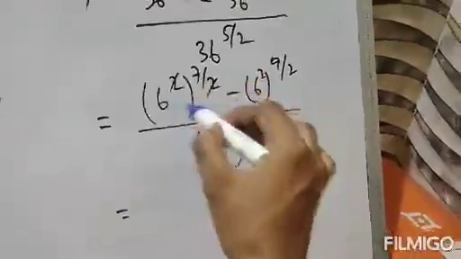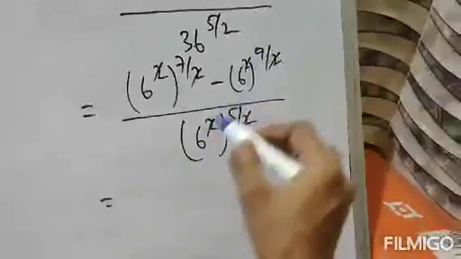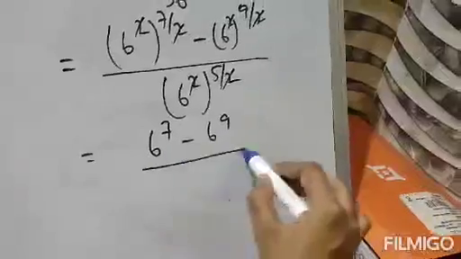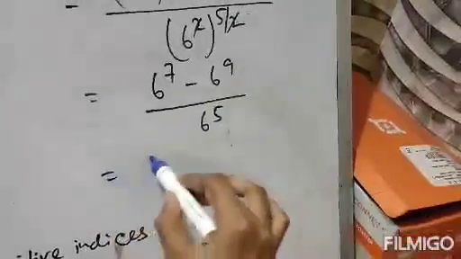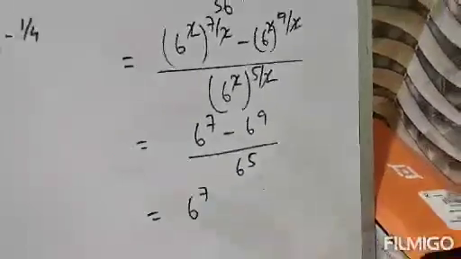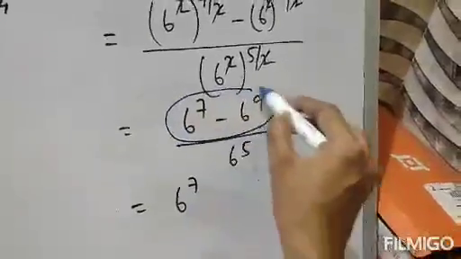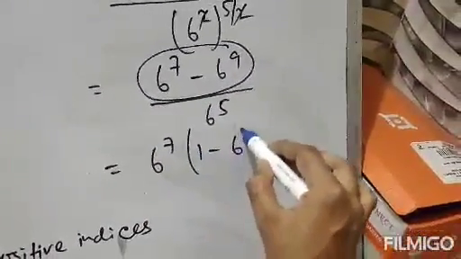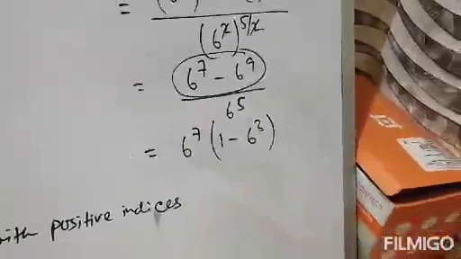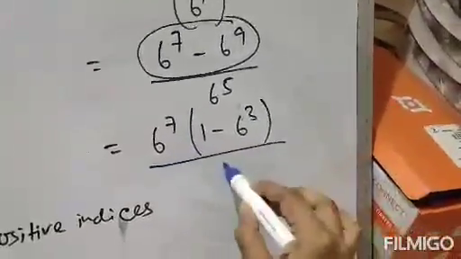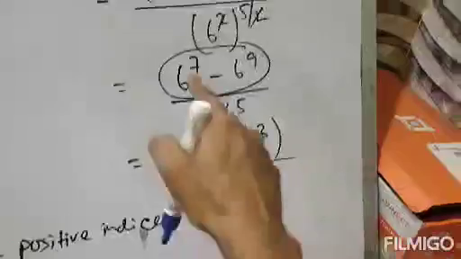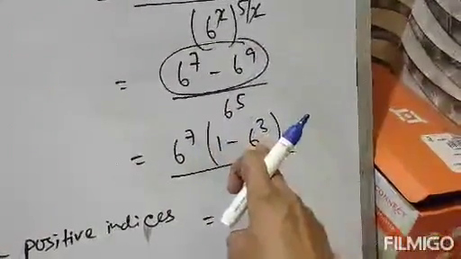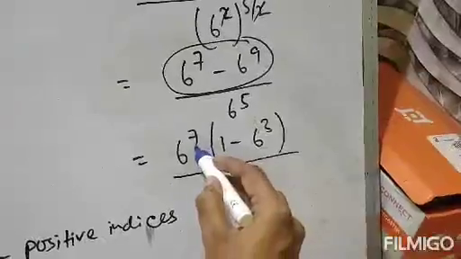That means 2 reduces, 2 reduces, 2 reduces. So it is 6 to the power 7 minus 6 to the power 9, divided by 6 to the power 5. So take 6 to the power 7 as common from here. If you take 6 to the power 7 common, it will be like this. Clear? And it is 6 to the power 5. So between this, take 6 to the power 7 as common. So it will be 1 and it will be minus 6 to the power 2.